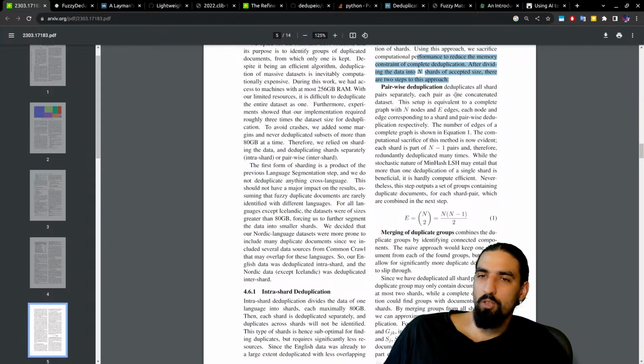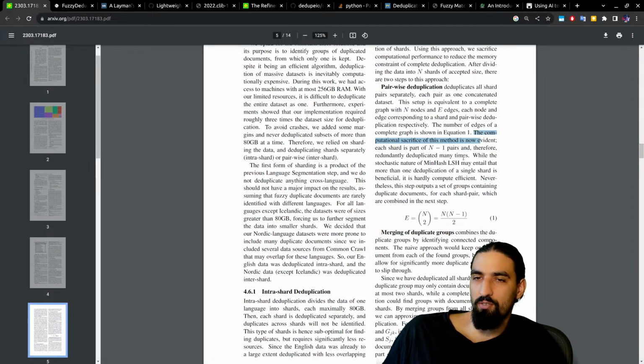So pairwise deduplication deduplicates all shard pairs separately, each pair as one concatenated data set. This setup is equivalent to a complete graph with n nodes and e edges, each node and edge corresponding to a shard and a pairwise deduplication respectively. The number of edges of a complete graph is shown in equation 1.